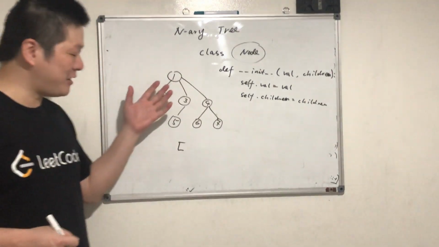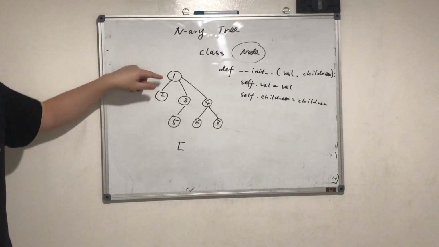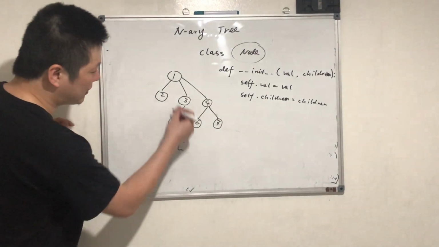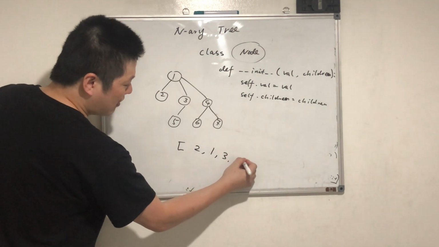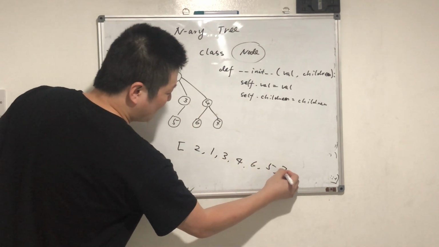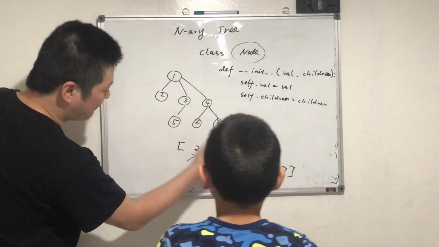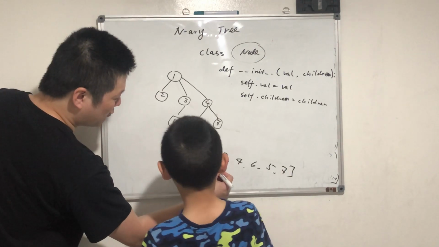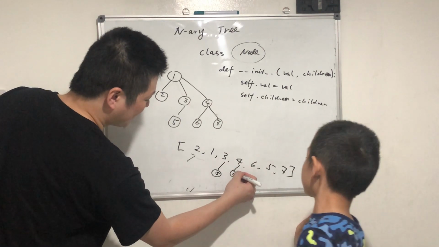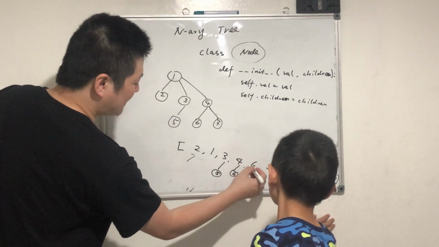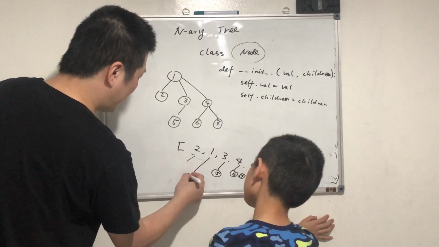For a human, it's very easy to know, okay, this one is the root, right? But the computer doesn't know. Because you're given a list of nodes, like 2, 1, 3, 4, 6, 5, 7. So these are the nodes. For 2, you have no children. For 3, you have 5. For 4, you have children 6 and 7. And 6, 7 have none. For 1, you have 2, 3, 4.